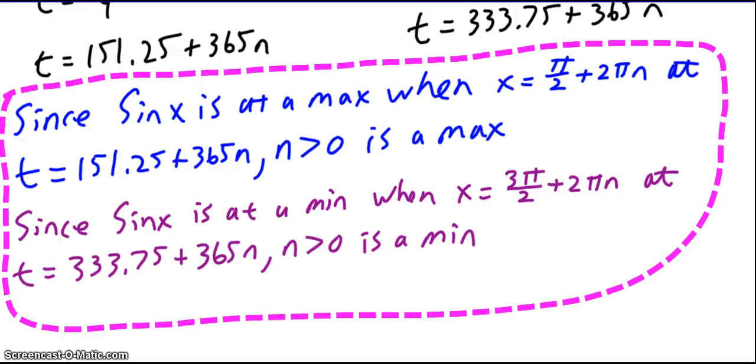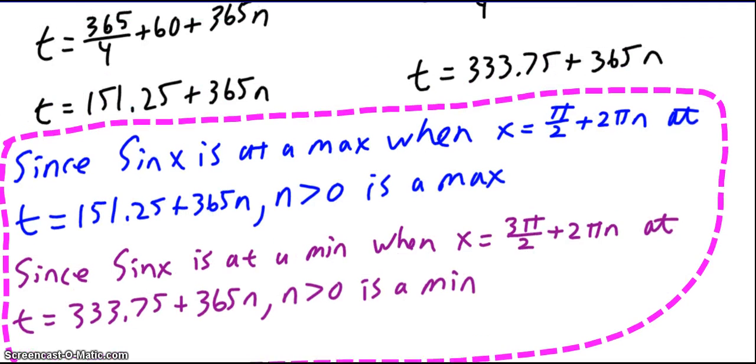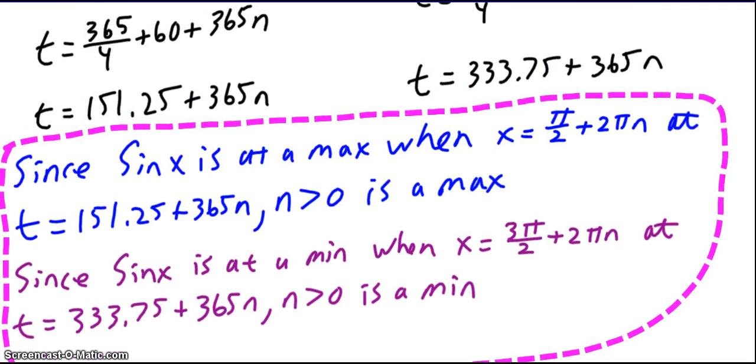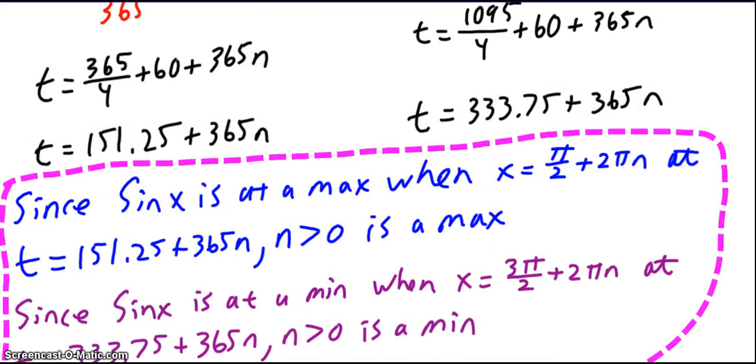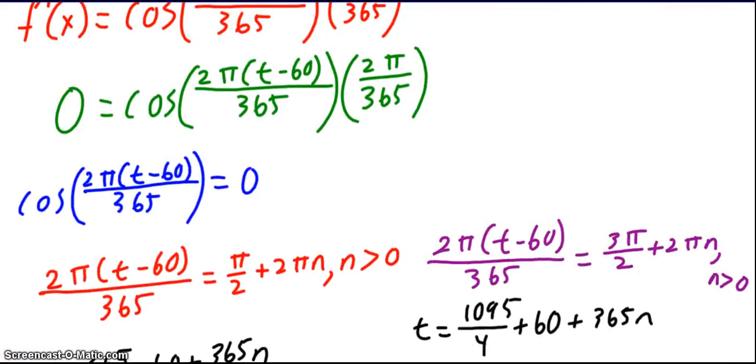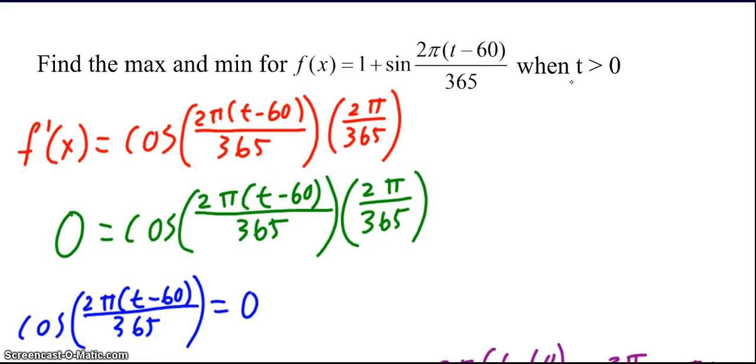Alright, so we should get a max is going to occur at t equals 151.25 plus 365n, where n is greater than 0. And then we should get a min is going to occur at t equals 333.75 plus 365n, where n is greater than 0. And n is an integer greater than 0. We're assuming it's an integer. I'm just saying it's greater than 0 because we're talking about t being greater than 0 as well. Or we were only looking when t is greater than 0.